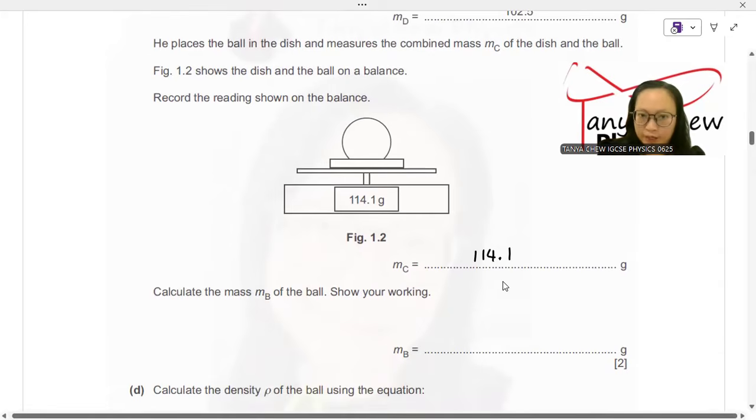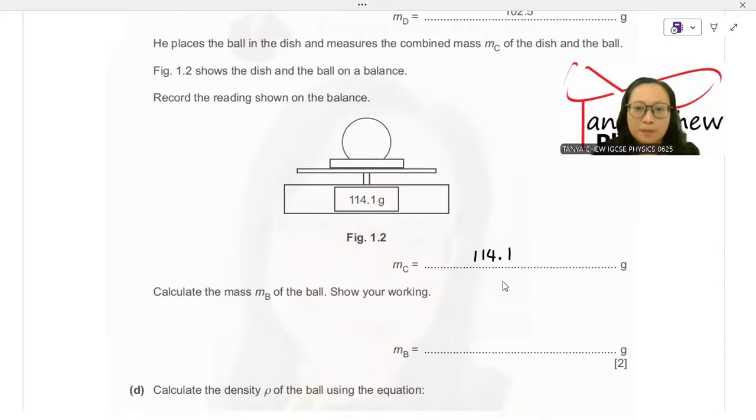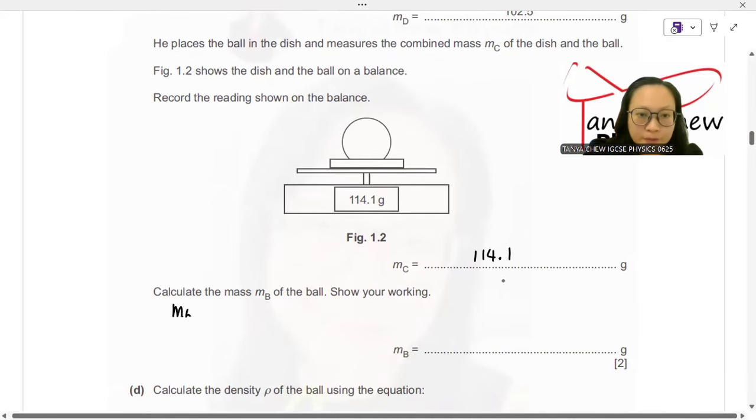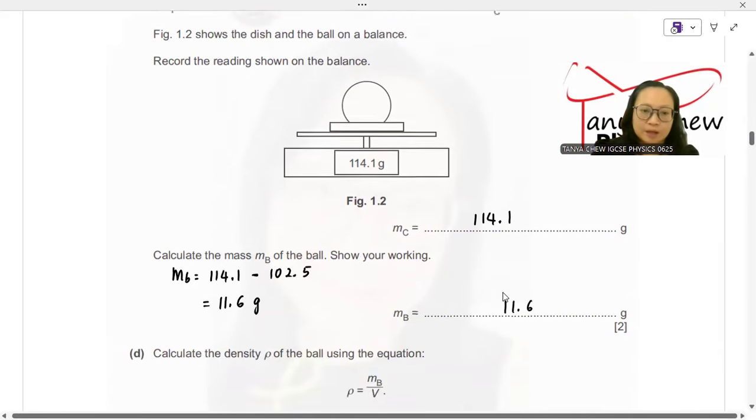Calculate the mass mb of the ball. Show your working. Mass of the ball must be equal to the mass of the dish plus the mass of the ball minus the mass of the empty dish, which is 102.5. Right, so you will get 11.6 grams. So I'm going to put it 11.6 grams.